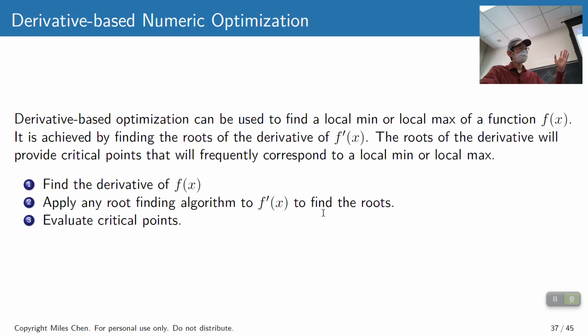Because we learned that in calculus, right? When your derivative is equal to 0, that has to correspond to either a local min, a local max, or maybe a saddle point. And that's all we're going to do: find the derivative, set the derivative equal to 0, use a root finding method to figure that out, figure out our critical points, and evaluate those.